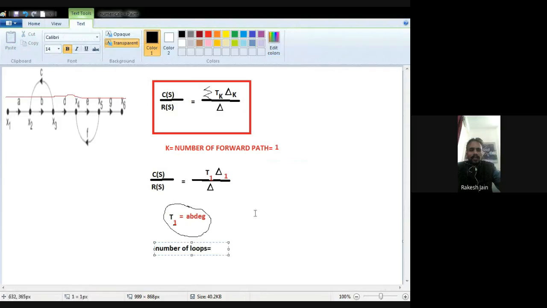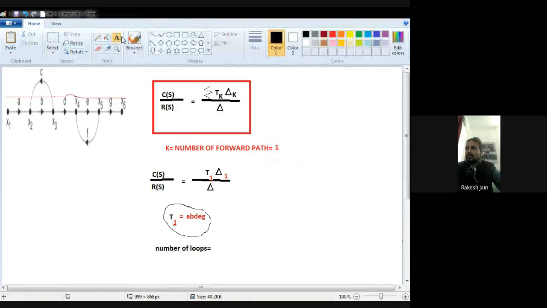Now, how many closed paths are there without repeating a node or branch? With this blue color I see a closed path. I start from x2, reach x3 depending on the direction of the arrow, then again reach the same node because of the direction of C, and this is a closed path. So this is a perfect loop, loop number 1.